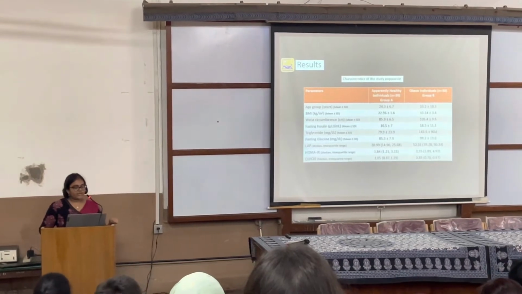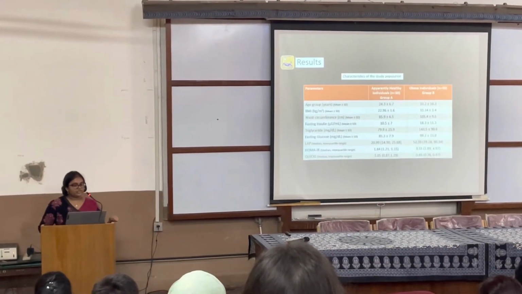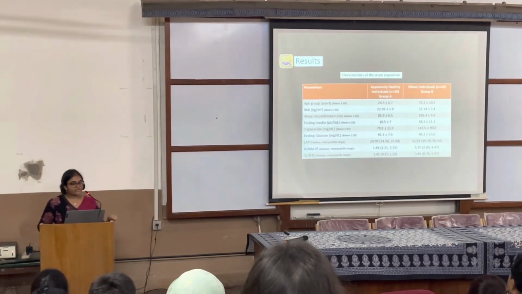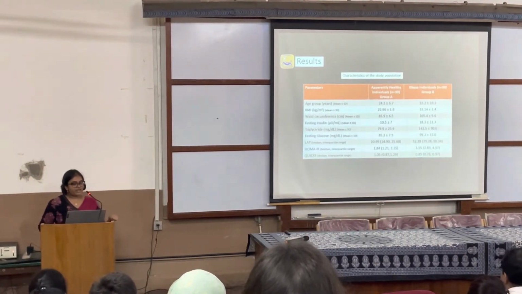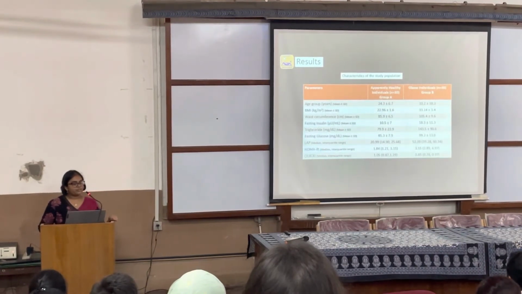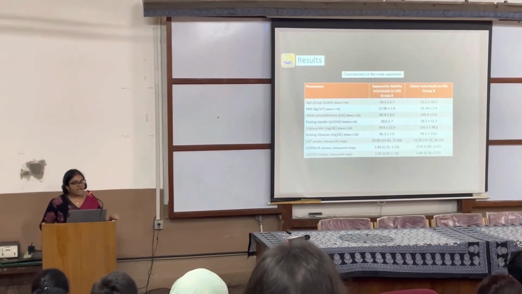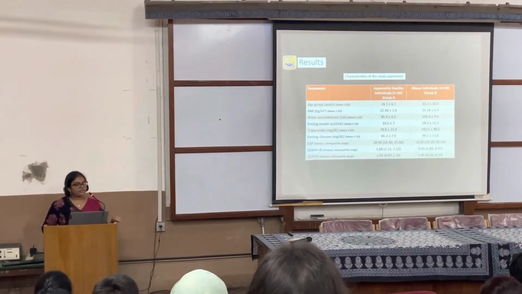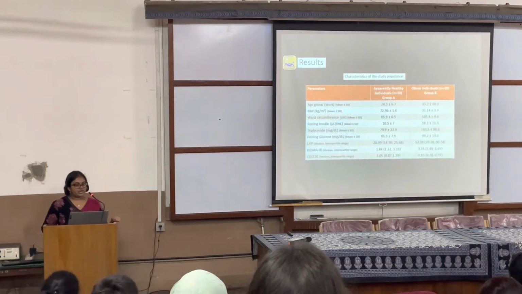These are the results obtained. This table shows the characteristics of the study population. The age group, BMI, waist circumference, fasting insulin, triglyceride, and fasting glucose all were in normal distribution, which is why they were represented as mean plus or minus SD, whereas LAP, HOMA-IR, and QUICKI scores were of not normal distribution, which is why they were represented as median and interquartile range.